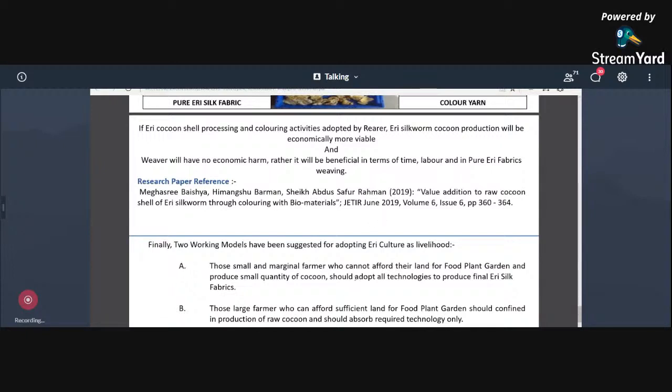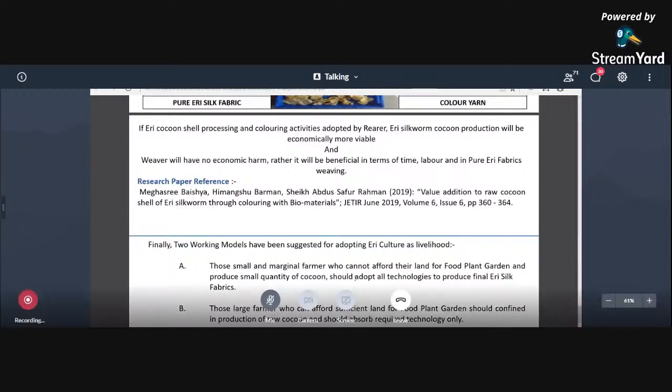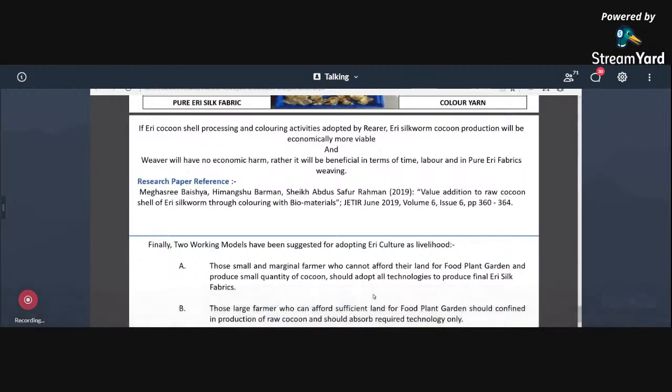Technology should be disseminated to these small and marginal farmers, so that their small quantity of produced cocoons can be converted to fabrics, because 1 kg of cocoon gives only 1,000 rupees. If the person converts it to final fabric, then he will get 5,000. So in this way, if we adopt this working model, then employment will be generated in the rural area.